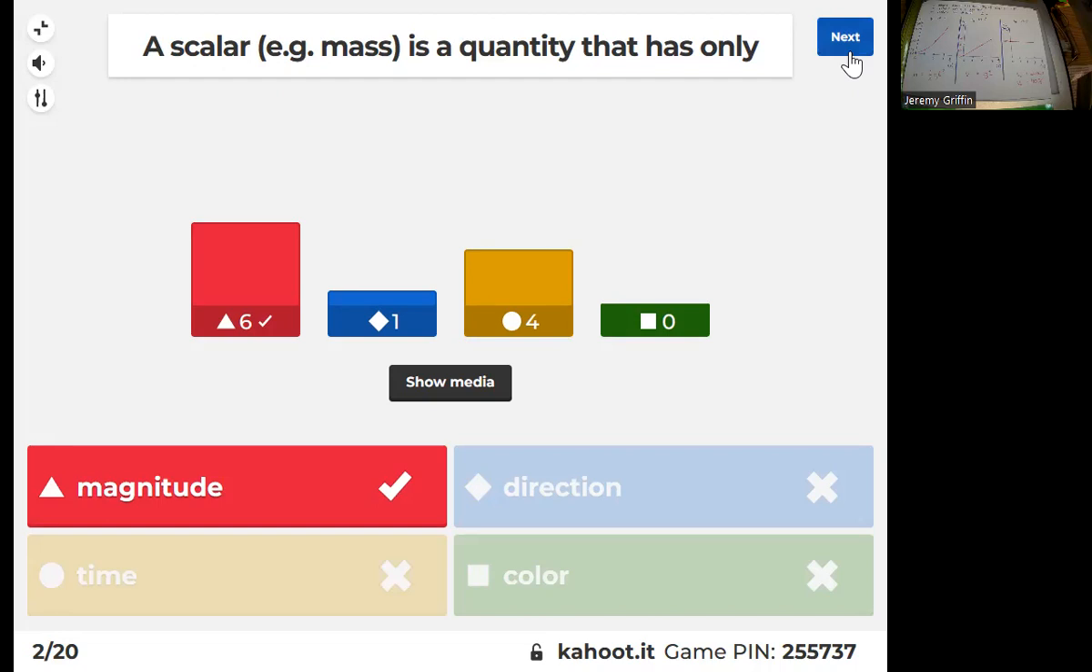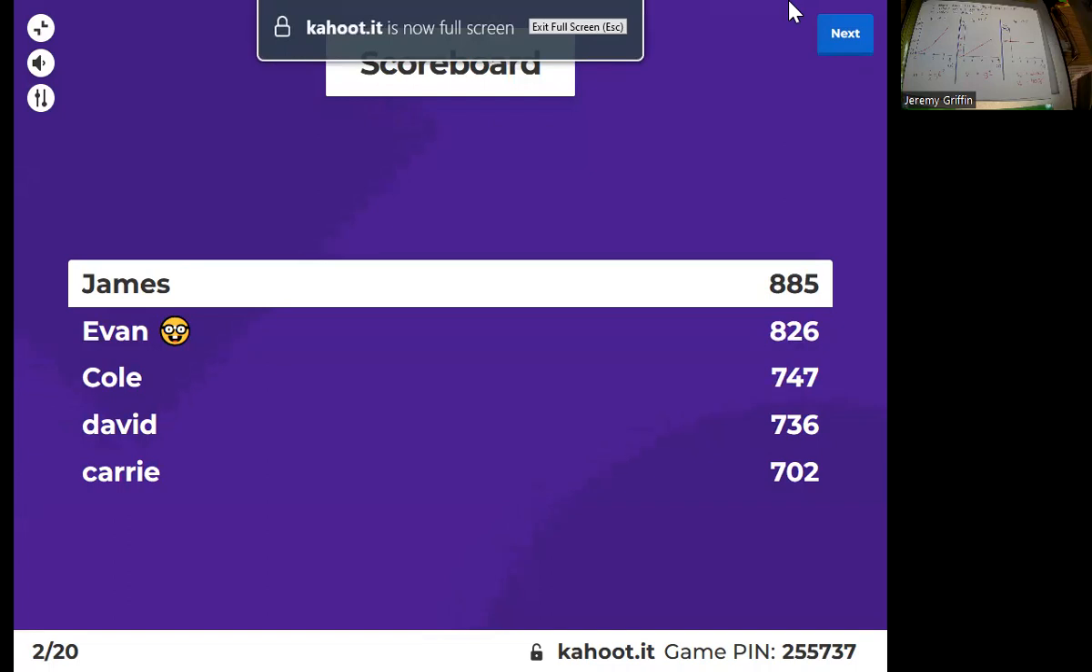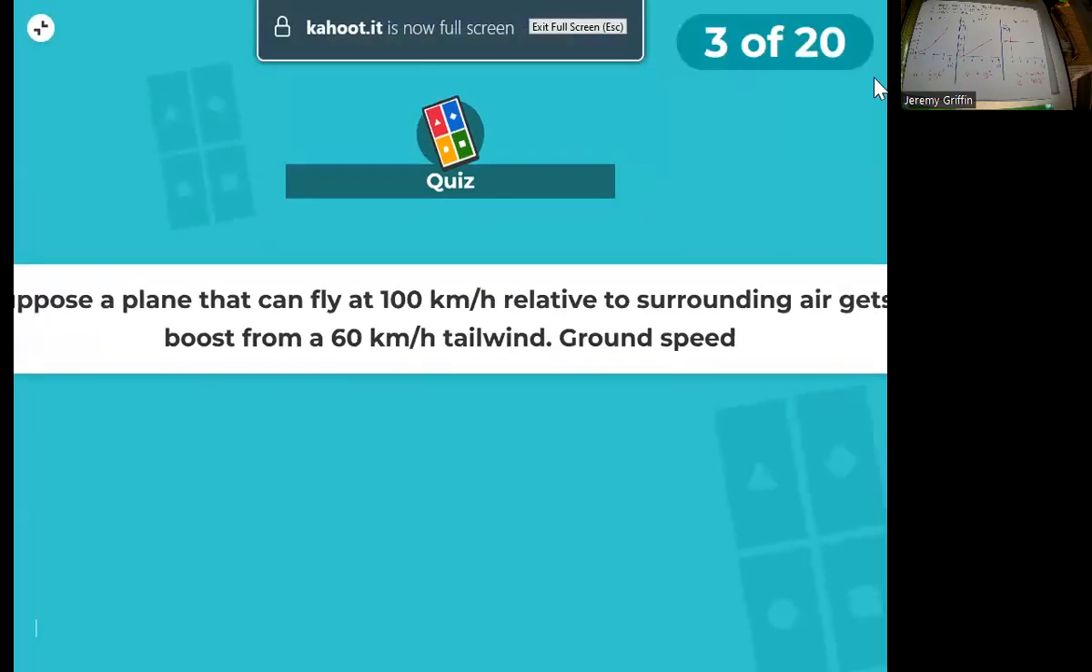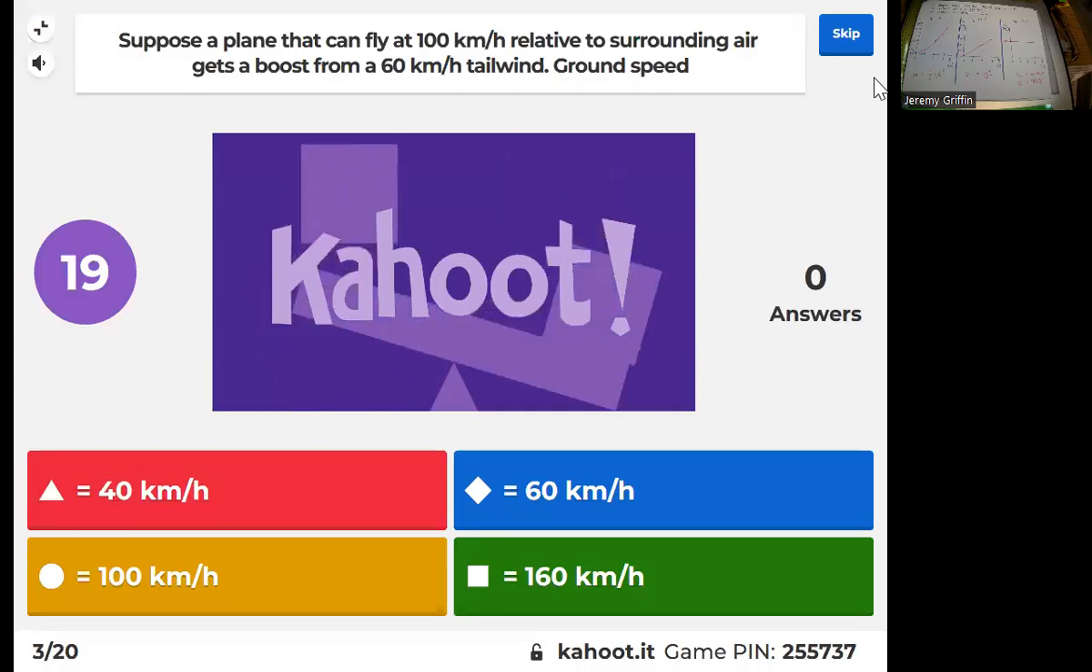So how about if you have different velocities, and you might have adding and subtracting velocities, those would also be vectors, right? All right, got James, Evan, Cole, David, and Carrie getting points. Suppose a plane can fly 100 kilometers an hour relative to the air, and it also gets a boost from a 60 kilometer an hour tailwind. What's its ground speed?